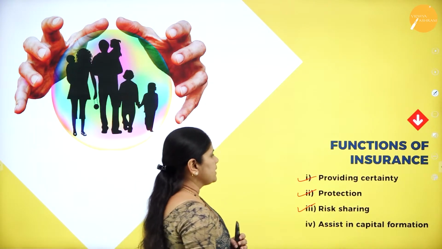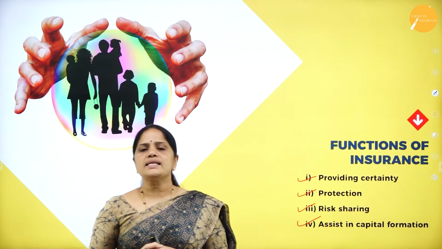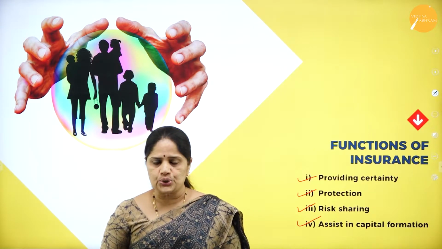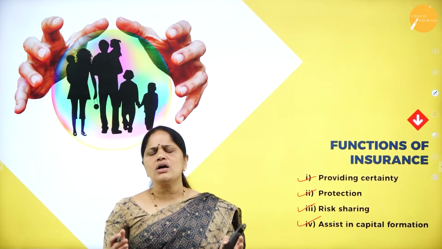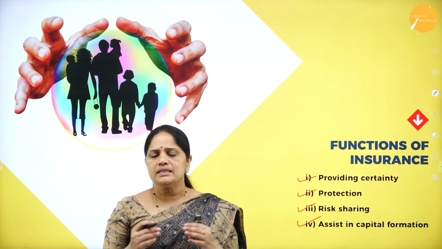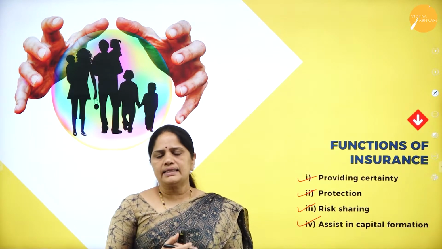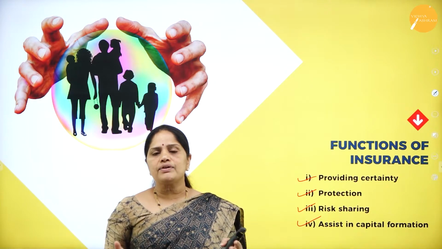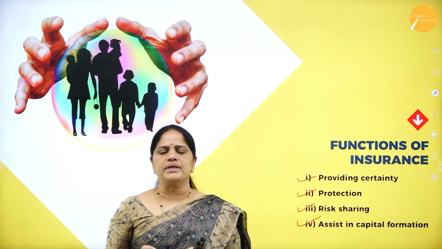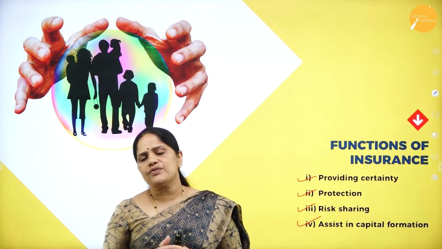Then the last one is it assists in capital formation. Now we all know that an insurance company is nothing but a finance company. So why do we call it a financial institution? Because it will be collecting a lot of premium from all the policy holders, and as you know, this is nothing but protection against the risk involved by all the policy holders. And then whatever money it collects from all the policy holders, it will be investing in various sectors of the economy.